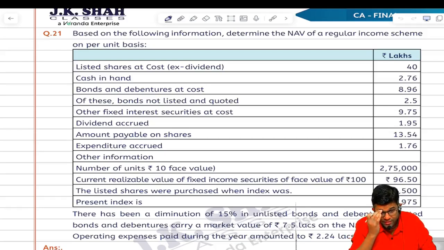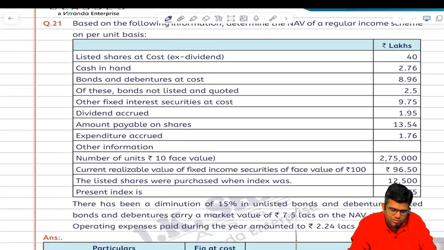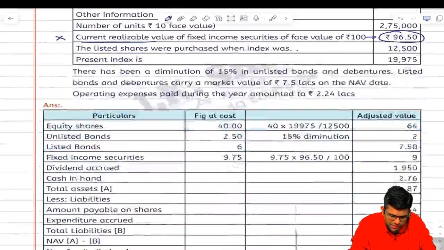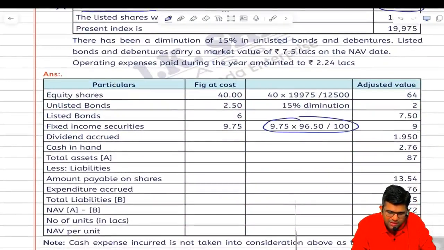Ready everyone? Okay. Now the first reason is, can you see students, for the other fixed income securities, which was debatable in the previous question, here the same information is given, current realizable value and all. You remember in the previous question ICAI had ignored this, but in this question can you see they have considered exactly what I told you last time. I hope you are able to understand.